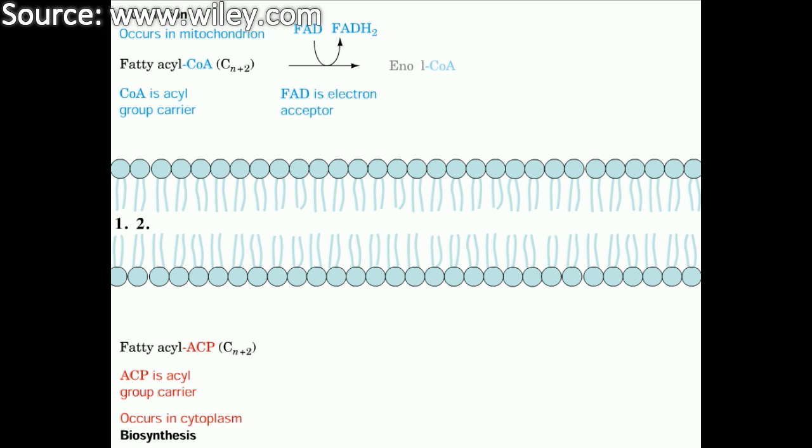Third one, the electron donors and acceptors are different in the fatty acid oxidation and biosynthesis. In the beta oxidation pathway, FAD is the electron acceptor in the production of enoyl-CoA from fatty acyl-CoA, while in the biosynthetic pathway, NADPH is the electron donor in the formation of fatty acyl ACP from enoyl ACP.